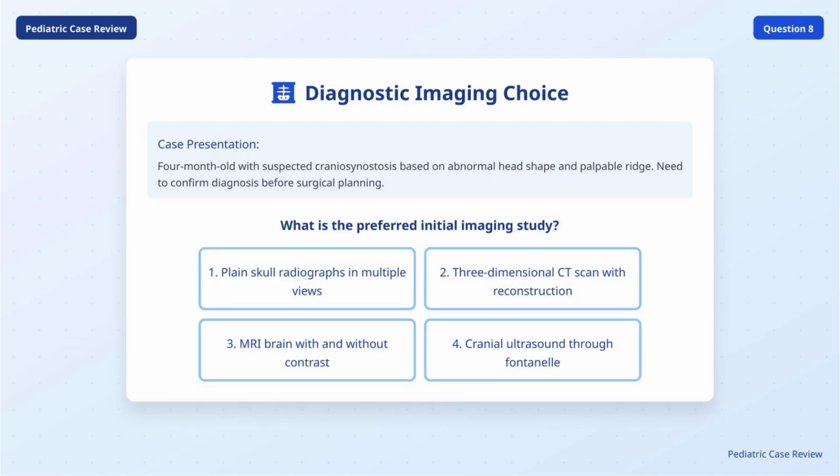A 4-month-old infant has suspected craniosynostosis based on abnormal head shape and a palpable ridge. You need to confirm the diagnosis before surgical planning. What is the preferred initial imaging study?